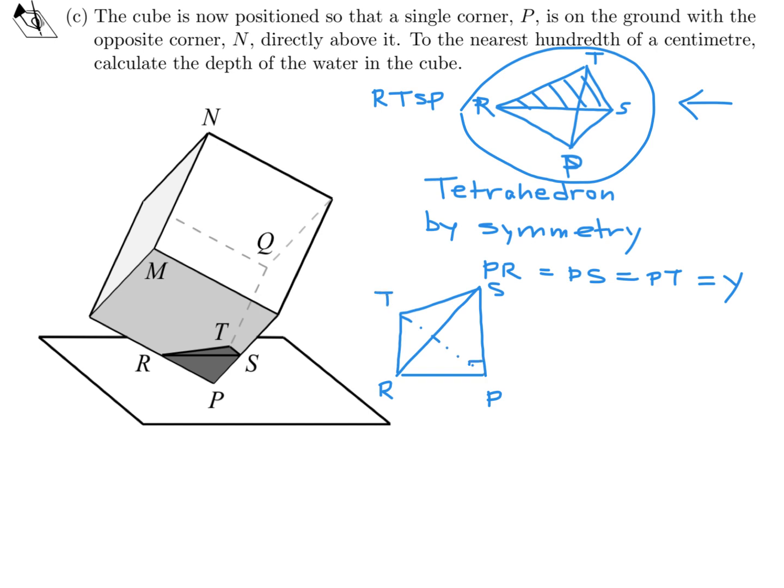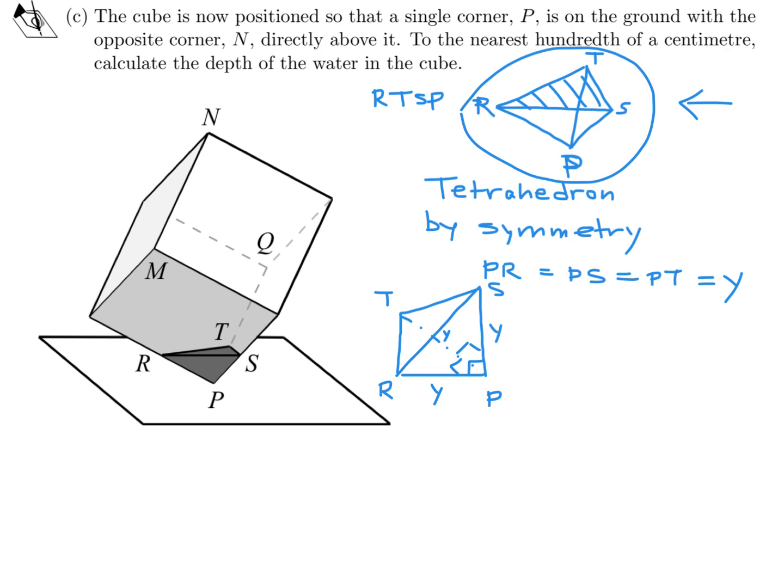And these are all right angles, so this is a right angle. This is going to be a right angle, and that is going to be a right angle also. So like that. Okay, so now let's label this. This is Y, right? Because RP is Y, PS is Y, and PT is Y. So from P to T is also Y. Now you say, well, why did you draw it like that? Because now I can calculate the area of triangles and the tetrahedron.